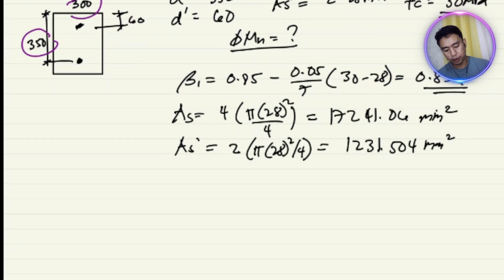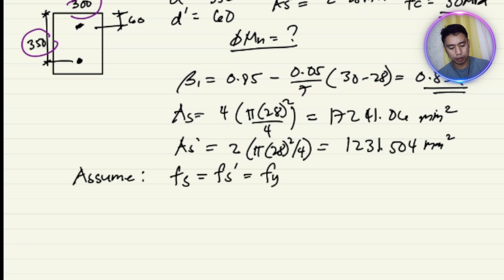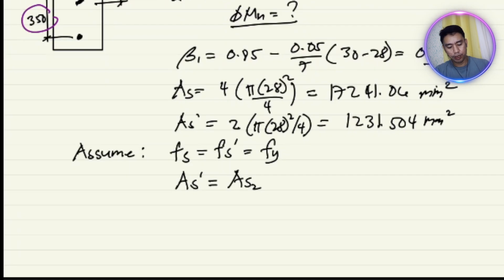Okay, so first step is assume. Yan, assuming na naman. Assume that all steel yields. What does it mean? In equation form, this is Fs is equal to Fs prime equal to Fy. Okay? So kung dalawang steel nag-yield, that means ang As prime natin is equal to As2. Okay?